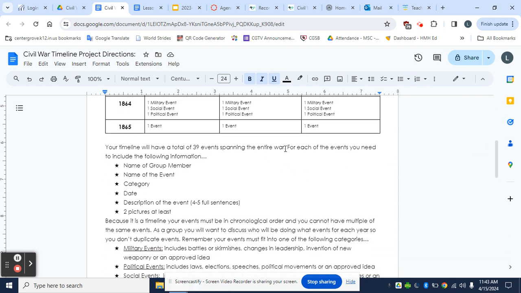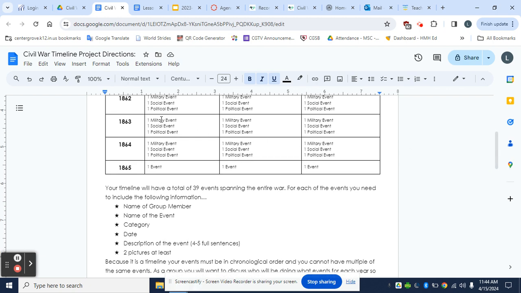For each of the events, you will need to include the following information. Make sure that you put your name down so that you can get credit for your work. Then you would name the event, include what category that event fits in, and the date of that event, or if it's an event that took place over several days, the date range. For example, if you're going to include the Battle of Gettysburg as your military event for the year of 1863, that's a 3-day battle, so you would want to include all 3 days in the date.